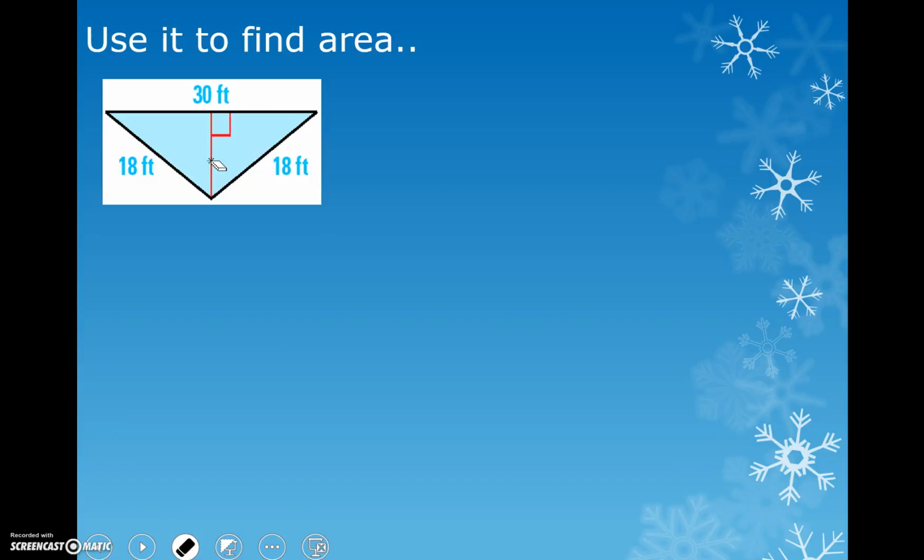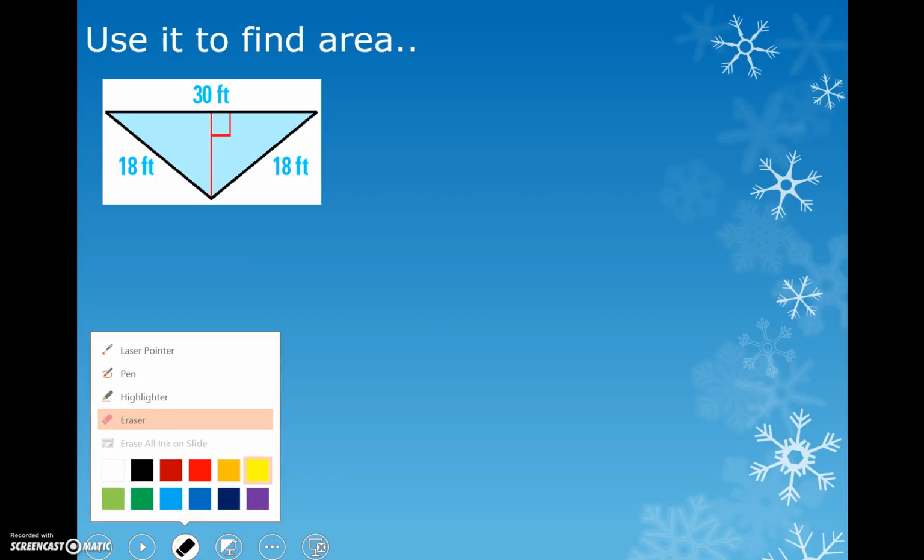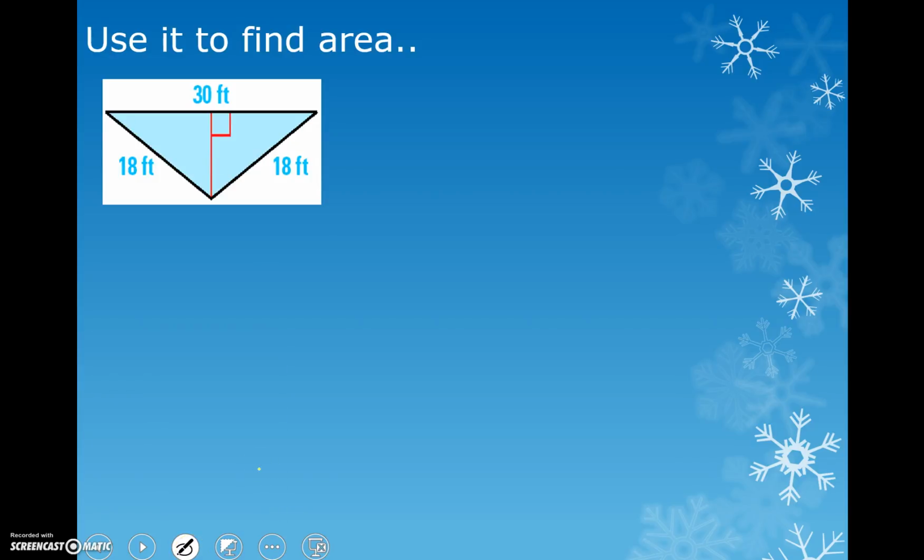When I draw the height in, it's going to split that bottom part in half. So this piece is 15 and this piece is 15. And what I'm seeing now is I have myself a right triangle. So I'm going to solve for the height using the right triangle right there.